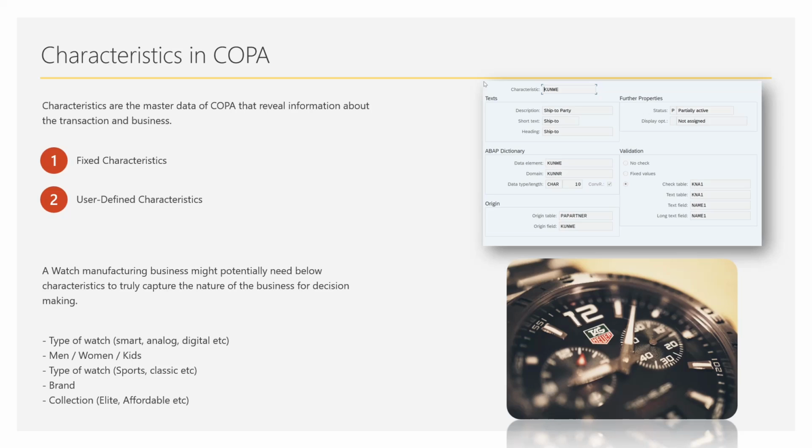Now, there are fixed characteristics and user-defined characteristics. Fixed characteristics are the characteristics which are provided as a standard by SAP, for example, company code, controlling area, customer, ship to party, bill to party. All these are the standard characteristics which are provided. It is not necessary that we will be using all the fixed characteristics in our operating concern, but we can choose any fixed characteristic, or all of them, that we feel are needed for our business for proper decision making.